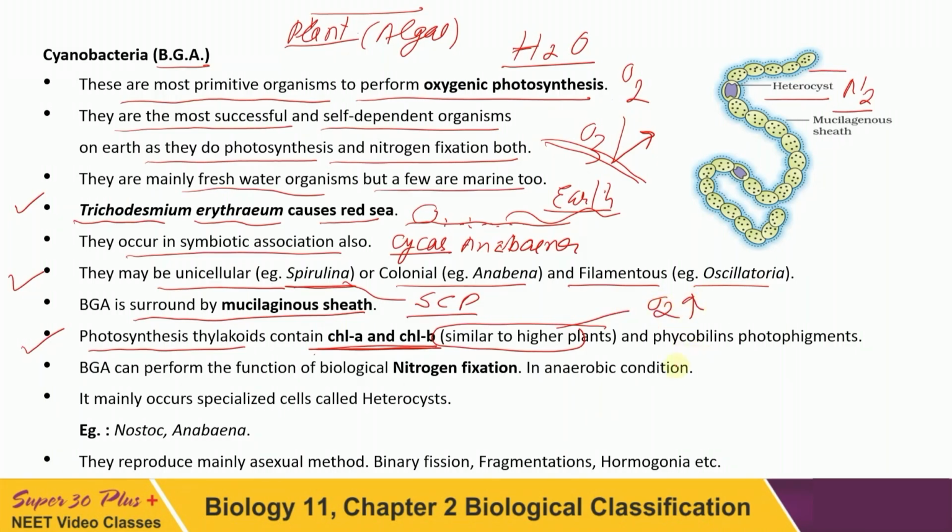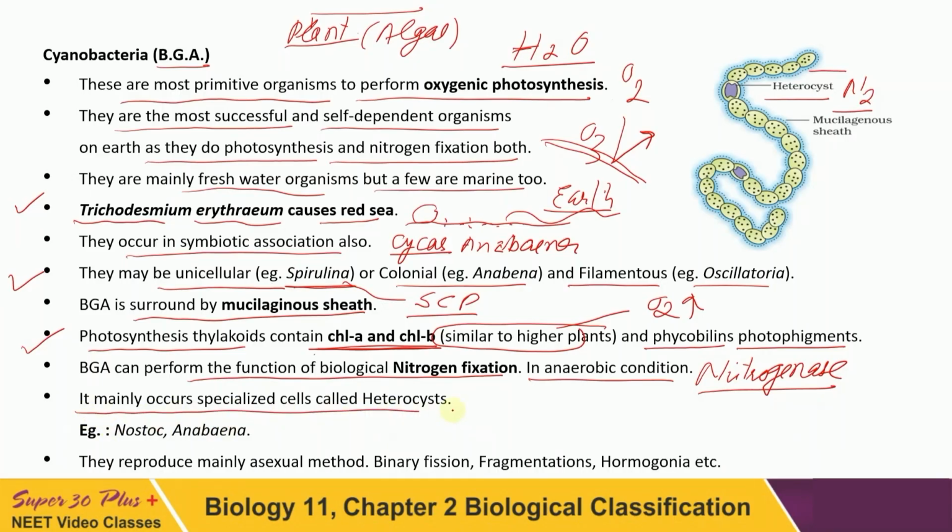The other water-soluble pigments are phycobilins. These are photopigments. BGA can perform biological nitrogen fixation in anaerobic conditions only. Why anaerobic? Because the enzyme responsible for nitrogen fixation, that is nitrogenase, needs anaerobic conditions. The heterocysts are the specialized cells for nitrogen fixation, and these are thick-walled.